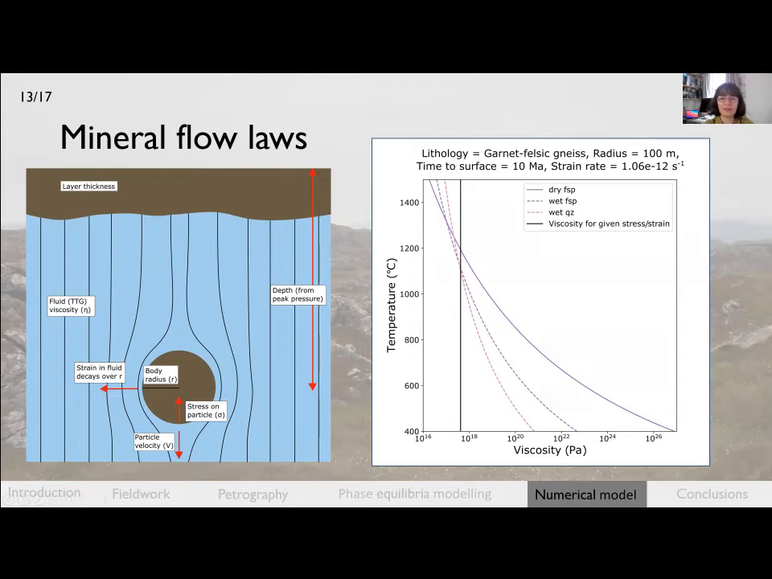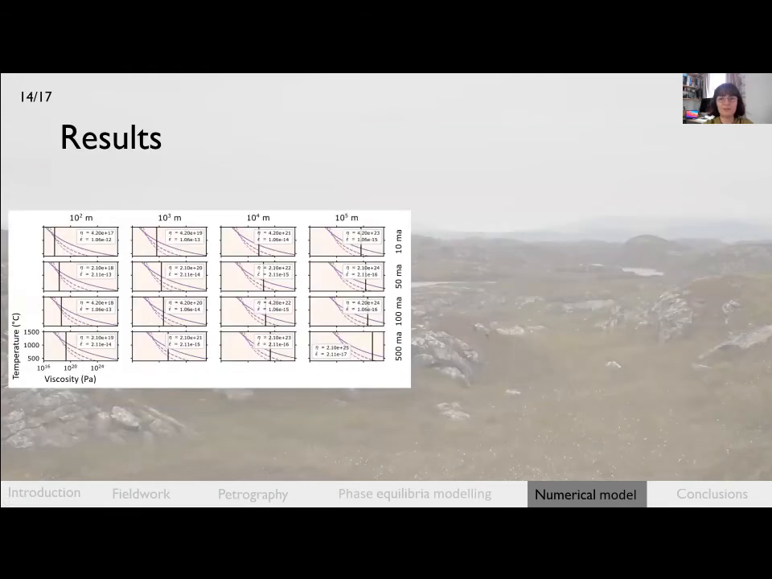We then use mineral flow laws to assess how viscosity varies with temperature at the calculated strain rate. The different lines show different outcomes for quartz and feldspar flow laws. Quartz is shown in pink and feldspar is shown in purple. We also assess how water content may affect viscosity by considering both wet and dry scenarios. The wet scenarios are shown by the dotted lines and the dry scenario by the solid line. The intercept between the black line and each flow law is the average temperature that would be required during sagduction to allow the event to occur.